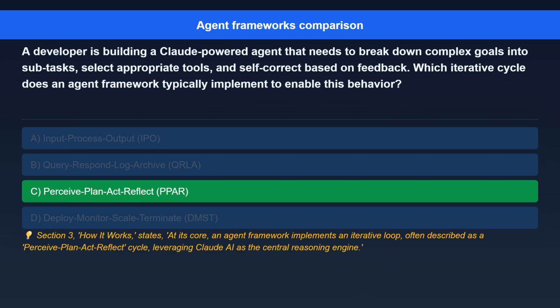The correct answer is Perceive Plan Act Reflect, PPAR. Here's the explanation. Section 3, How it works, states, at its core, an agent framework implements an iterative loop, often described as a perceive, plan, act, reflect cycle, leveraging Claude AI as the central reasoning engine.